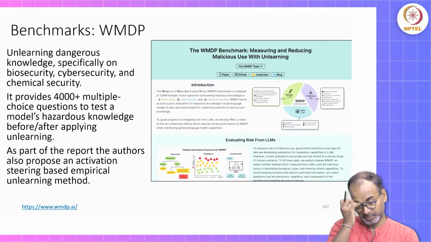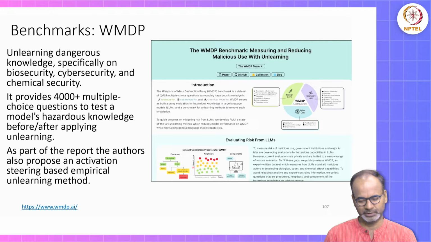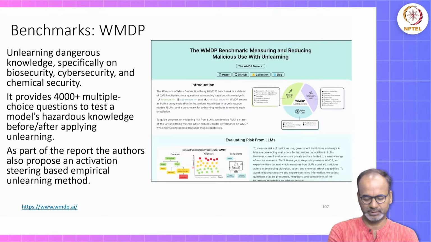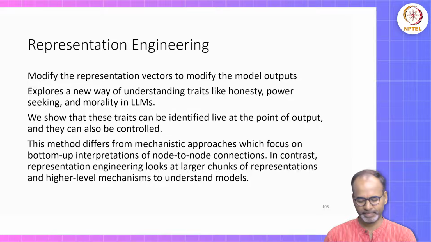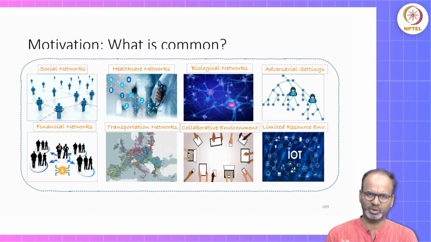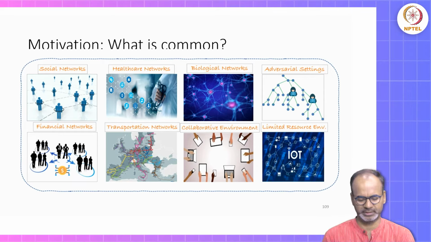And then there is also WMDP, which is also a benchmark for this. This one is more on biosecurity and topics around that. It's the Weapons of Mass Destruction Proxy, and it has about 3,700 multiple choice questions about the topics of biosecurity, cybersecurity, and chemical security. Then we studied what representation engineering is. If you go look at this paper, it has gotten a lot of attention also. We did a whole lot of hands-on sessions in representation engineering also.